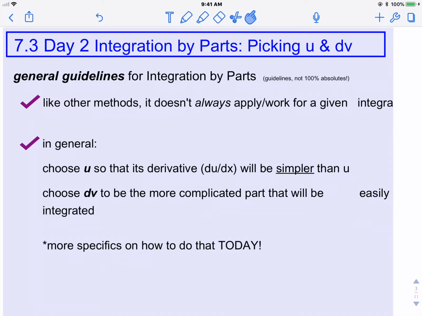And then in general, we want to talk about choosing a u so that its derivative will be simpler than it was. So for instance, x squared's derivative is 2x, that's considered simpler, it's a lower power. E's typically are one of the last things you would pick for your u because its derivative typically isn't simpler than it started. Then you want to choose your dv to be the more complicated part in general so that it'll be easily integrated. We'll talk more specifics on that today, but keep in mind these are guidelines, these are not absolutes. So if you come back and say, but I thought you said we always, we're going to say, no, not always.